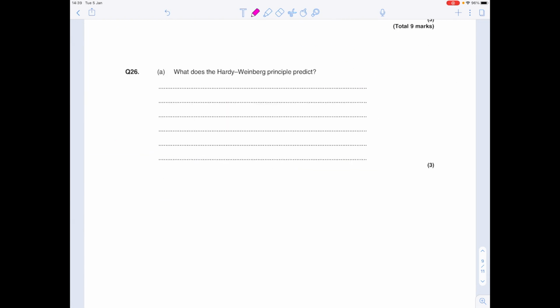What does the Hardy-Weinberg Principle predict? That's worth 3 marks. Remember that the Hardy-Weinberg Principle predicts that the frequency of alleles remains the same from one generation to the next. And that's providing that there's no selection pressure and that mating occurs randomly.